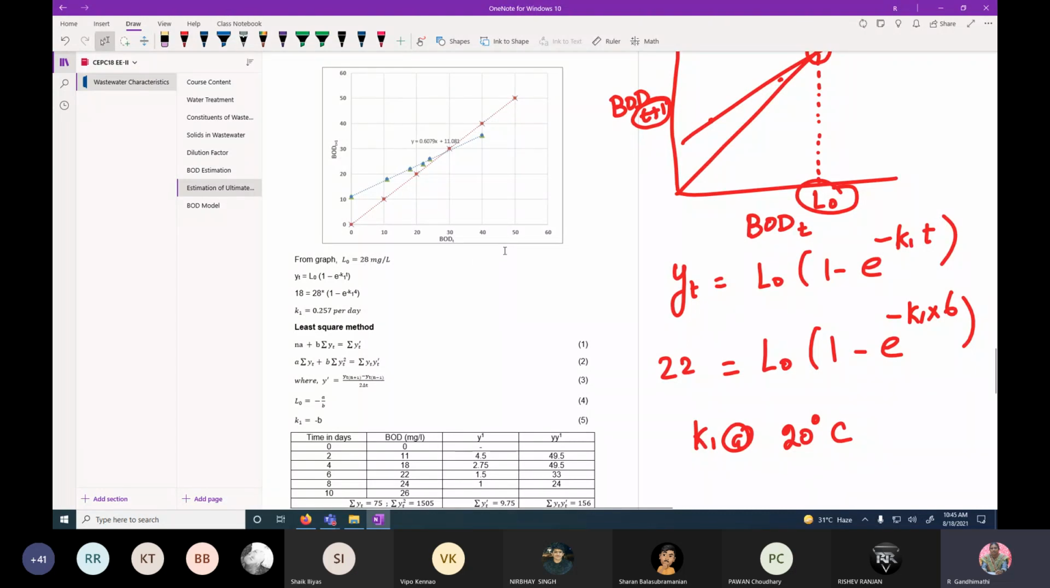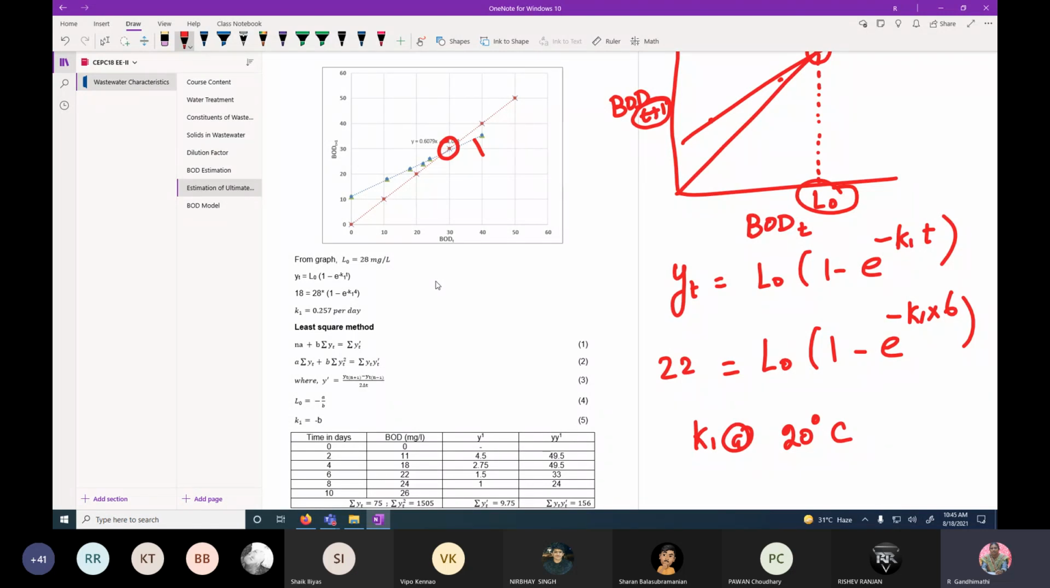Okay, for this method I have also plotted here for your understanding. You can see this is the curve for BODT versus BODT plus 1, and this is a 45-degree line. It is intersecting here. This is the intersection point. From this I have plotted the vertical line. It gives the L0 value as almost 28 or 29 milligram per liter. From this you can find out the rate constant at 20 degree temperature.